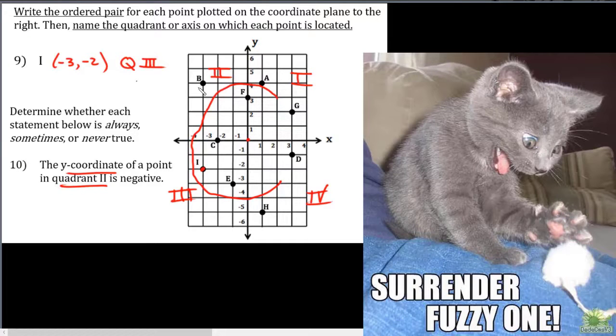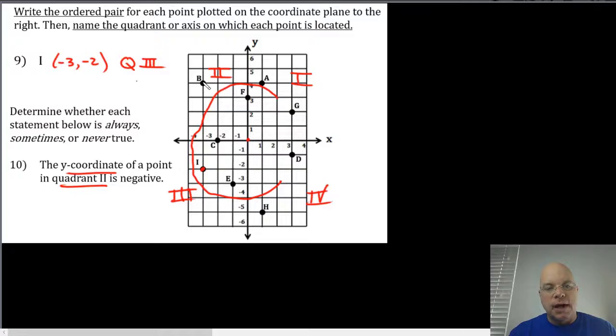We have a point in quadrant 2, point B, and its coordinates are -3, +4. So for point B, the statement that the y-coordinate is negative is false because the y-coordinate is +4. Could I ever have a point in quadrant 2 where the y-coordinate is negative?